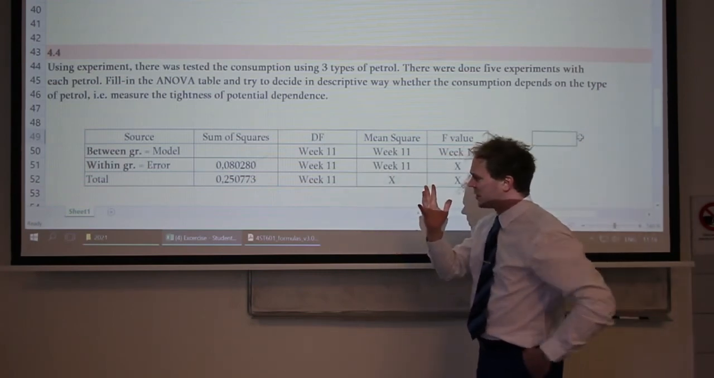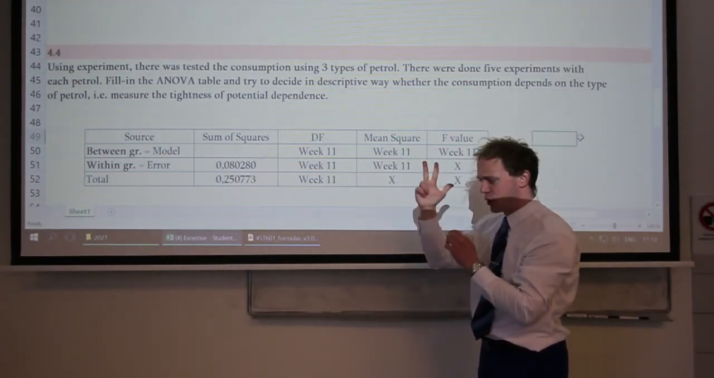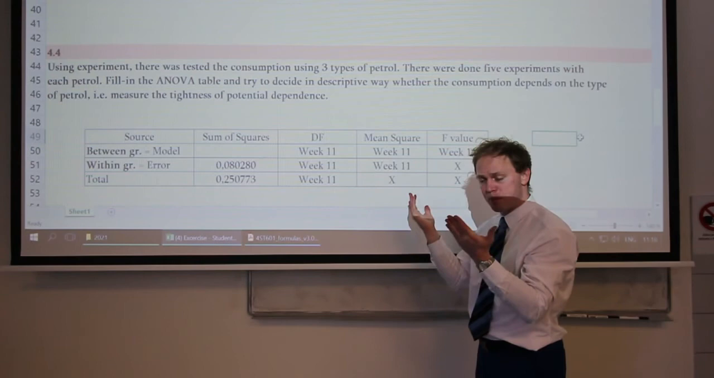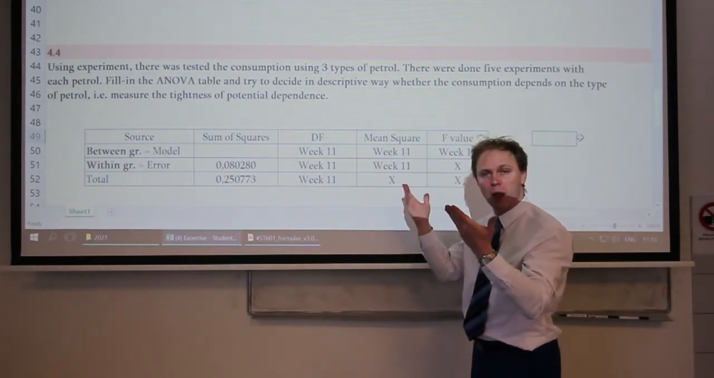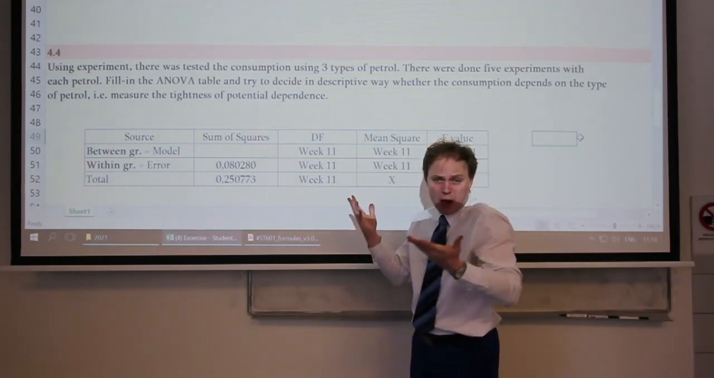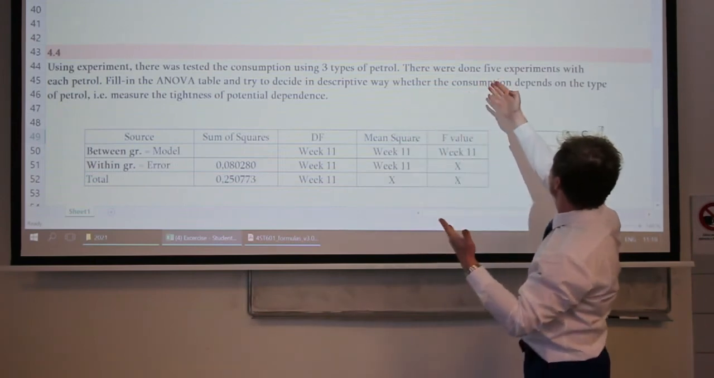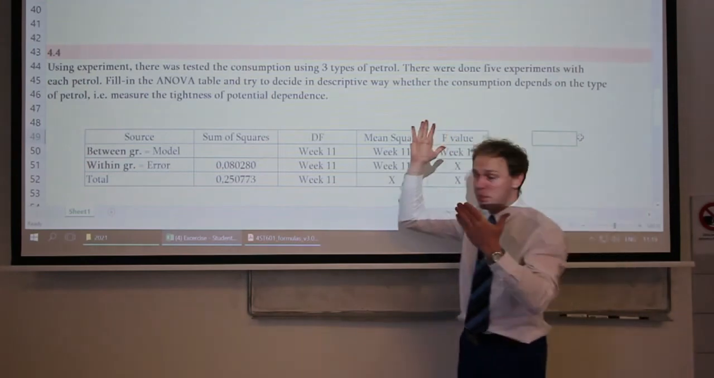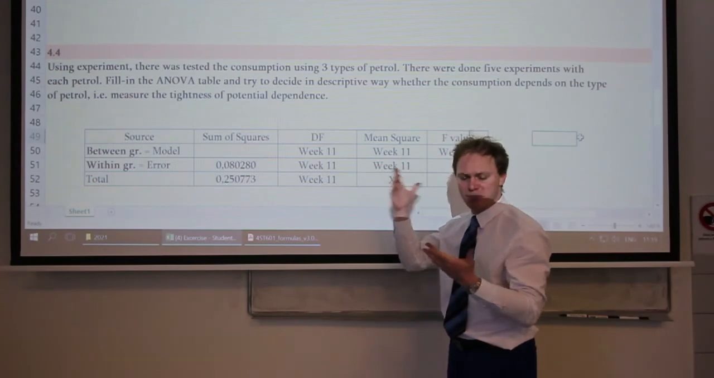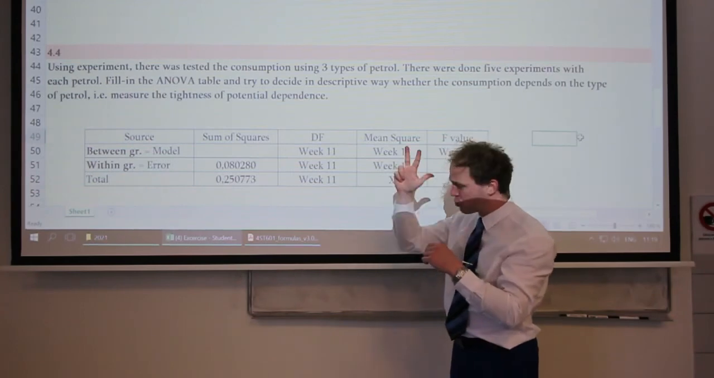You can imagine that we have three types of petrol, for example, from three different petrol stations: Agip, OMV, Shell, etc. Using these three types of petrol, we did five experiments with each petrol. So the total number of observations is 3 times 5, so 15. 15 observations divided into 3 groups.